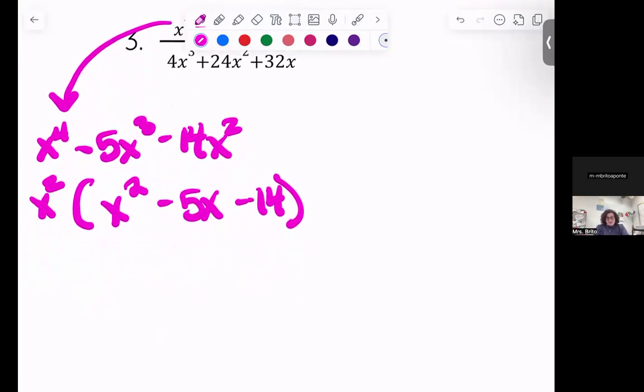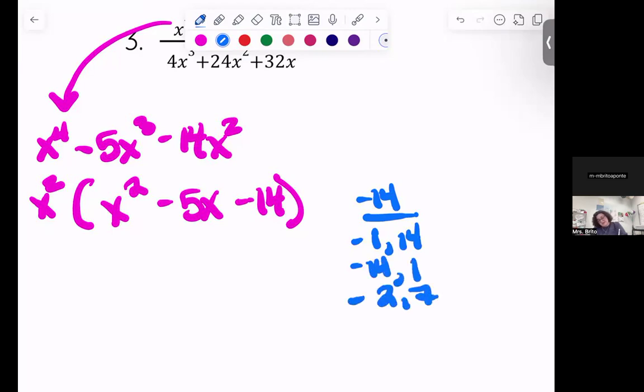Now I can factor. I'm looking at negative 14 that adds to a negative 5. So negative 1, 14, negative 14 and 1, negative 2 and 7, negative 7 and 2. I think that's it. It looks like the winning pair is negative 7 and 2. Negative 7 plus 2 is negative 5.